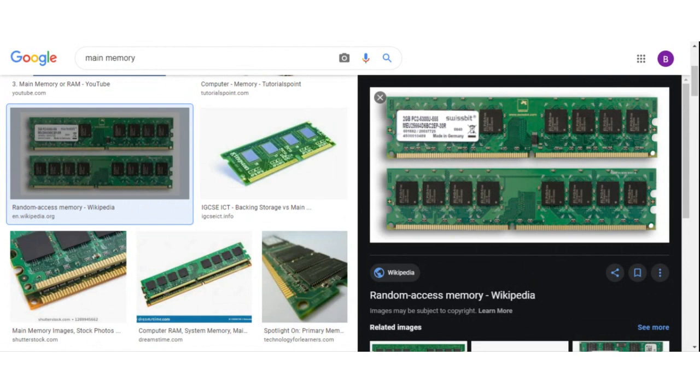Still, it is used to store information that is frequently accessed by the computer. That is what it's called, the random access memory.